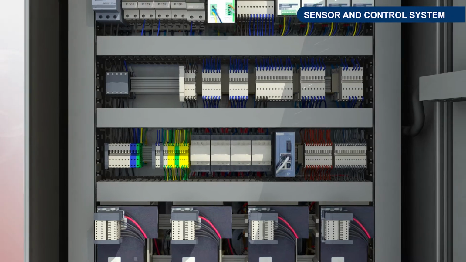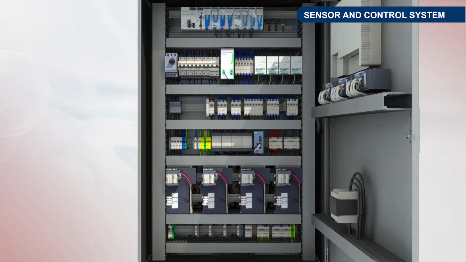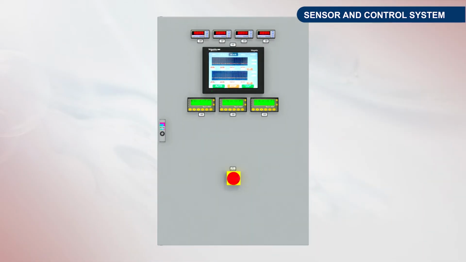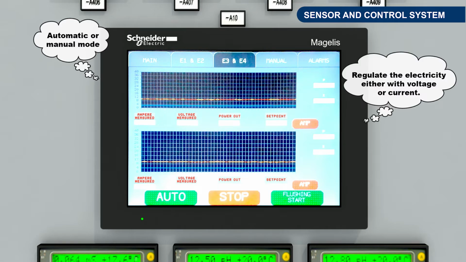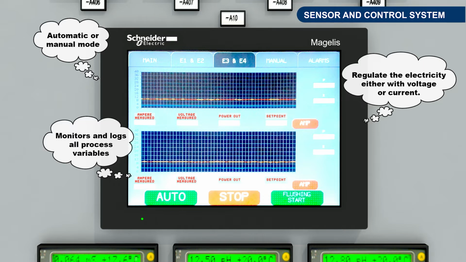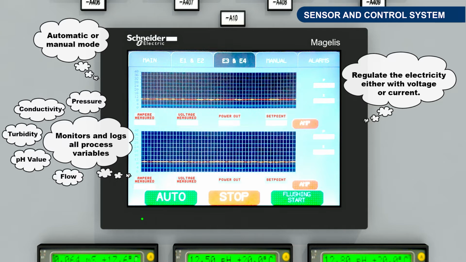The sensor and control system runs the process of the electrocoagulation unit. Its main features include automatic or manual mode, regulating the electricity in the electrocoagulation unit either with voltage or current, and monitoring and logging all process variables: pressure, conductivity, turbidity, pH value, flow, current, and voltage.